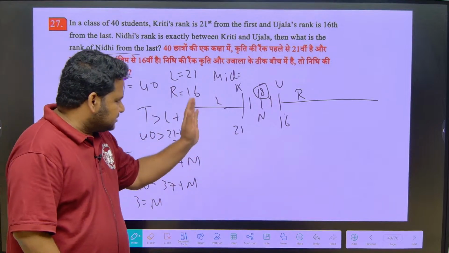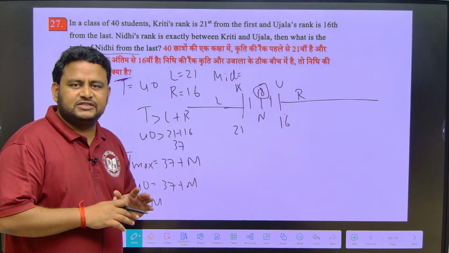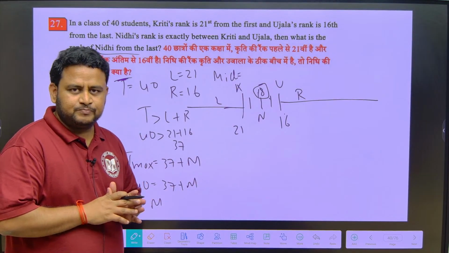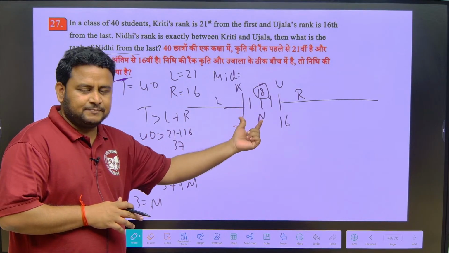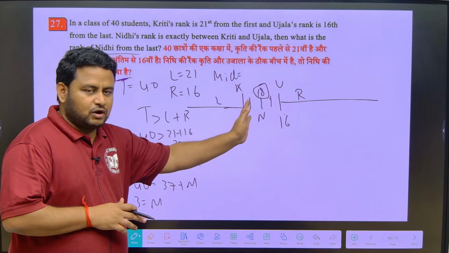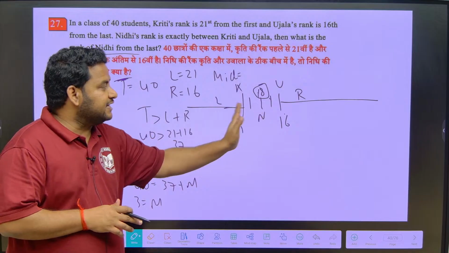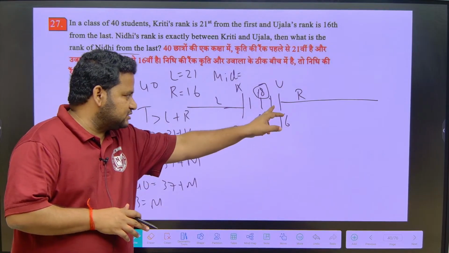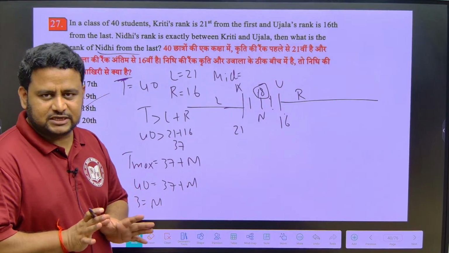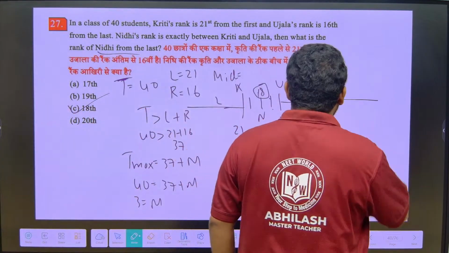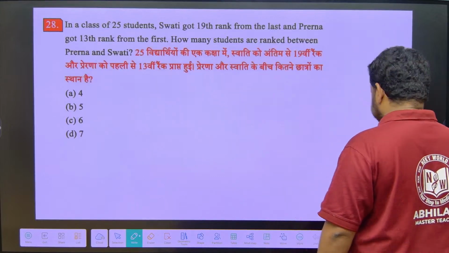Clear? See, there is total maximum and total minimum, and here we use total maximum. We find the middle value, so Nidhi is exactly in between. From the right, that is from the last, the position of Nidhi is 18, because this is 16, this will be 17, this will be 18. Clear, friends? This is how you have to solve this question. I hope it is clear to all of you. Let us move to the next question. Mark this question as important, very important, because it is a little tricky.